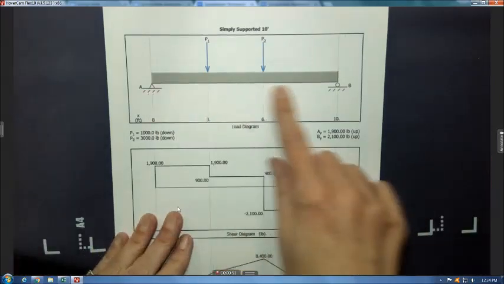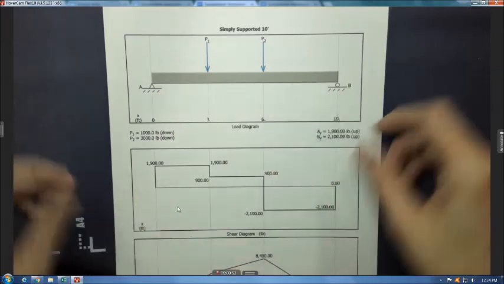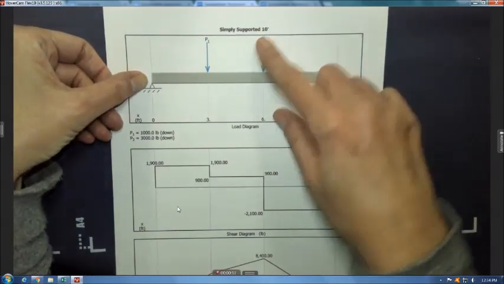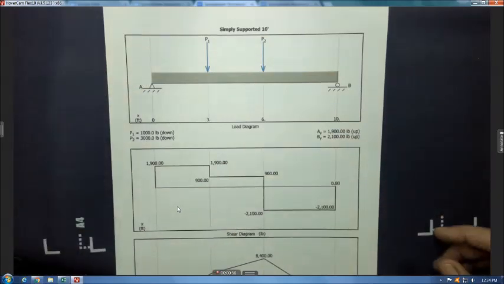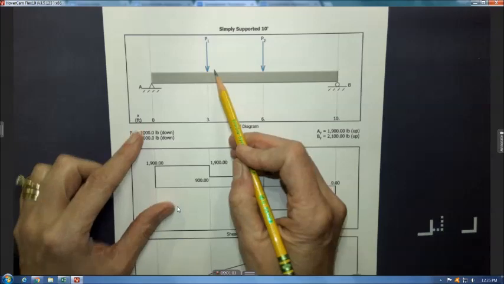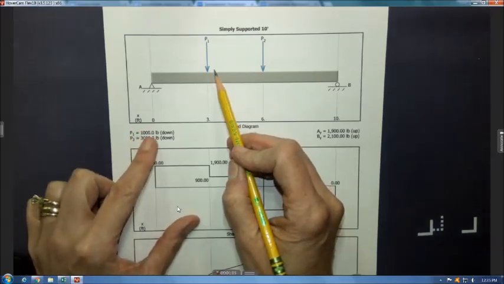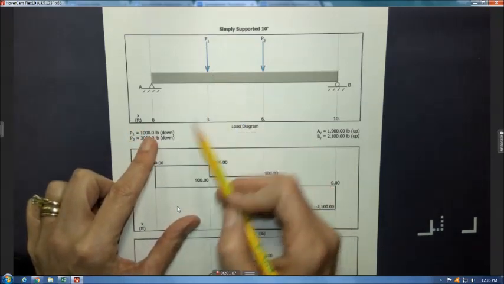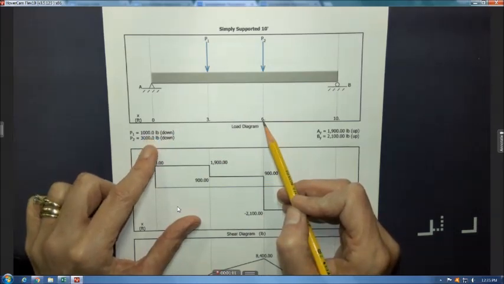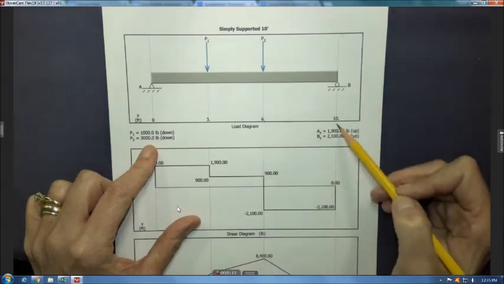So you'll notice that I have a simply supported beam. My beam is 10 feet long, that's why you see 10 feet up here, simply supported. And then I've got two forces. One at 3 feet in, which is a magnitude of 1,000 pounds going down. And then I have another force at 6 feet in at 3,000 pounds going down. Okay, and then my simple support out here at 10.